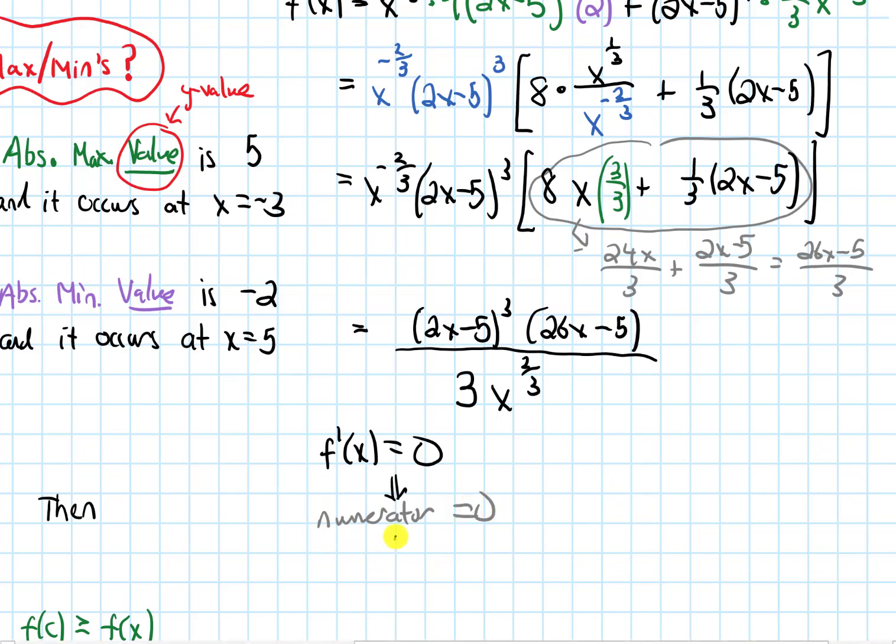And let's just write down when the numerator equals 0. From the first factor, that's going to happen when x is 5 over 2. And the second factor is going to be equal to 0 when x is 5 over 26.